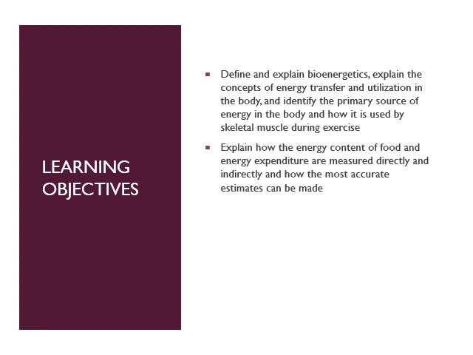Be familiar with the terminology presented in chapter 2 on energy. By the end of this chapter, you should be able to define and explain bioenergetics. Be able to explain the concepts of energy transfer and utilization of the body, be able to identify the primary source of energy in the body, and how it is used during skeletal muscle during exercise. Also be able to explain how the energy content of food and energy expenditure are measured directly and measured indirectly, and how the most accurate estimates can be made.